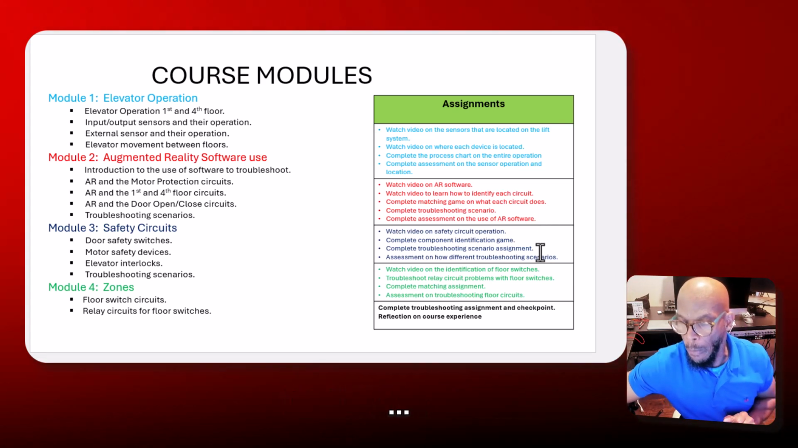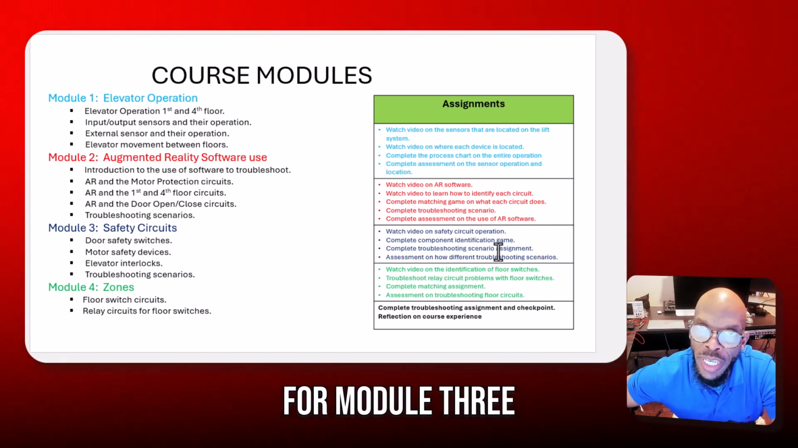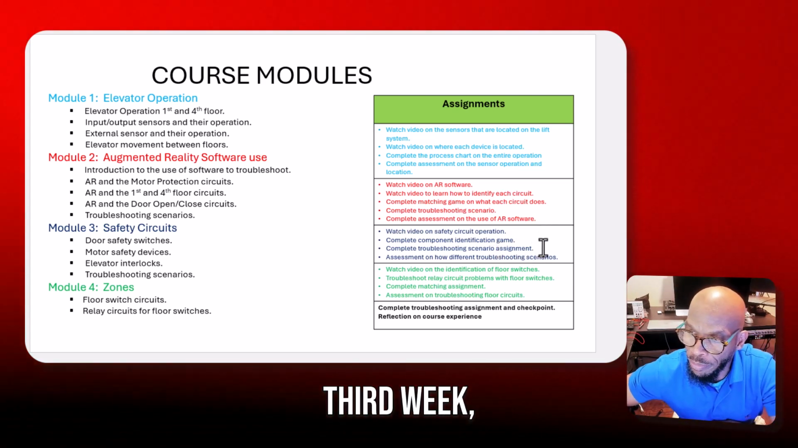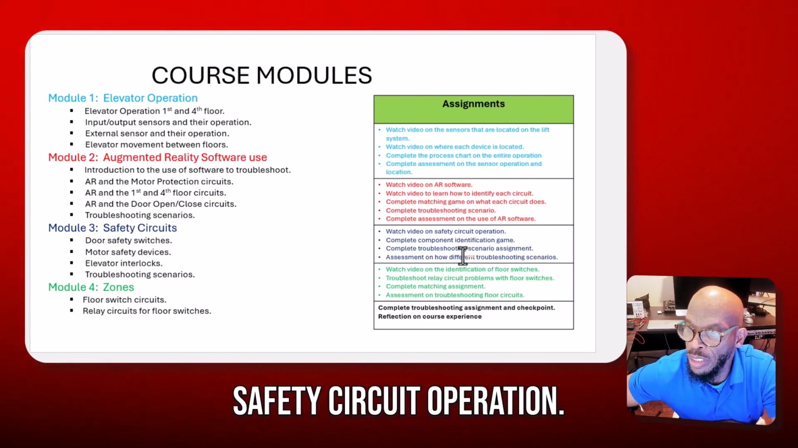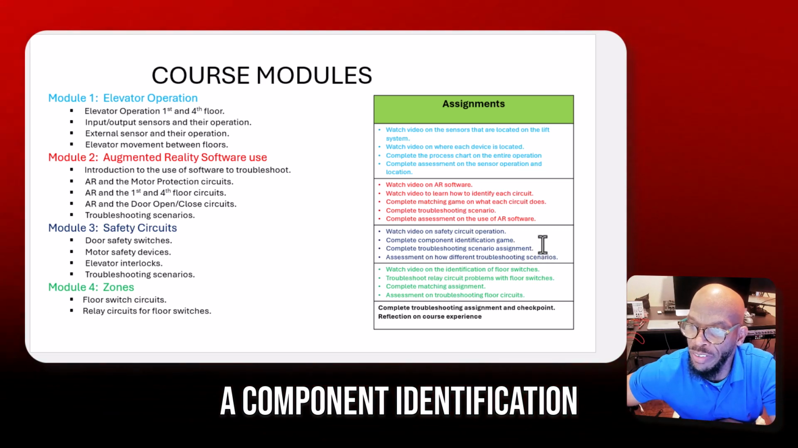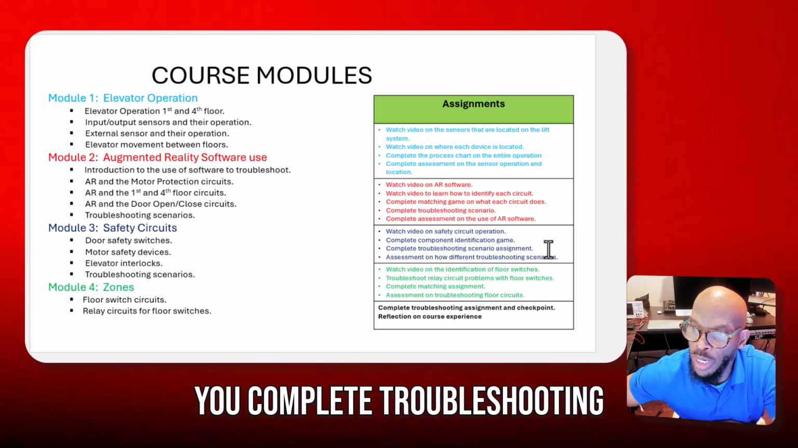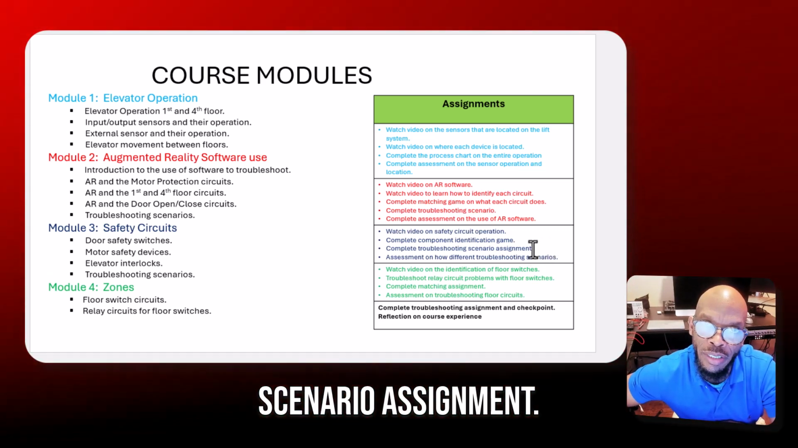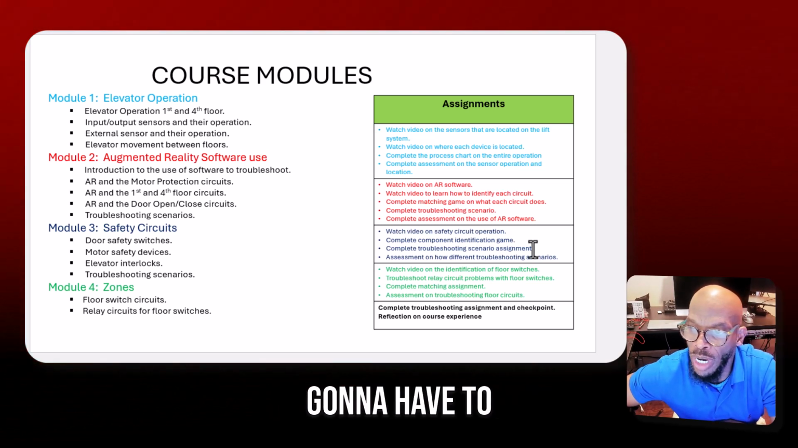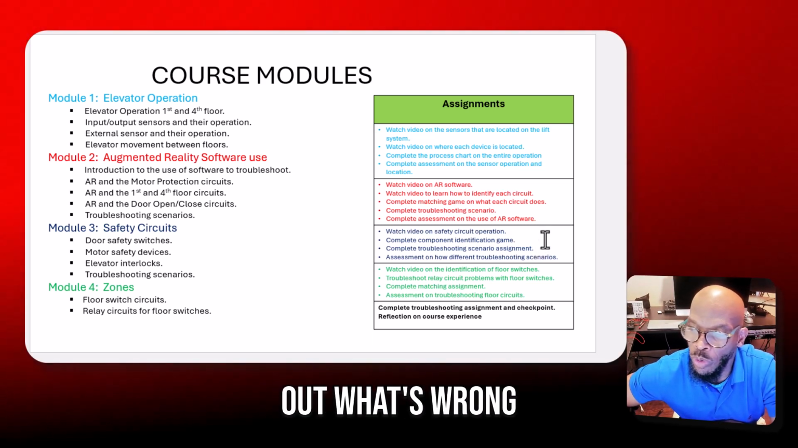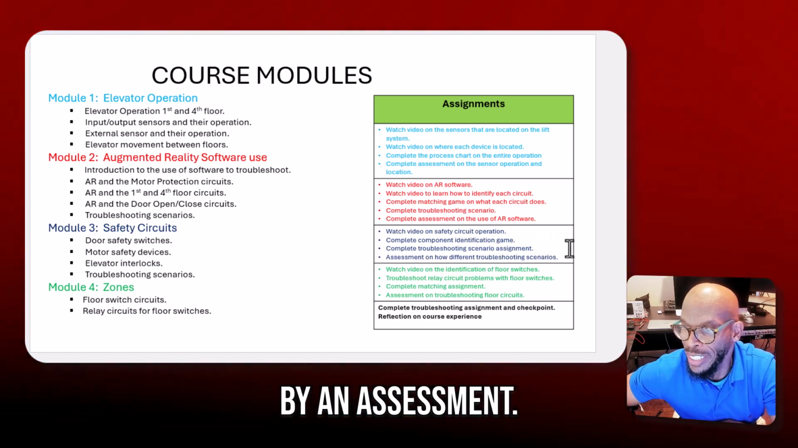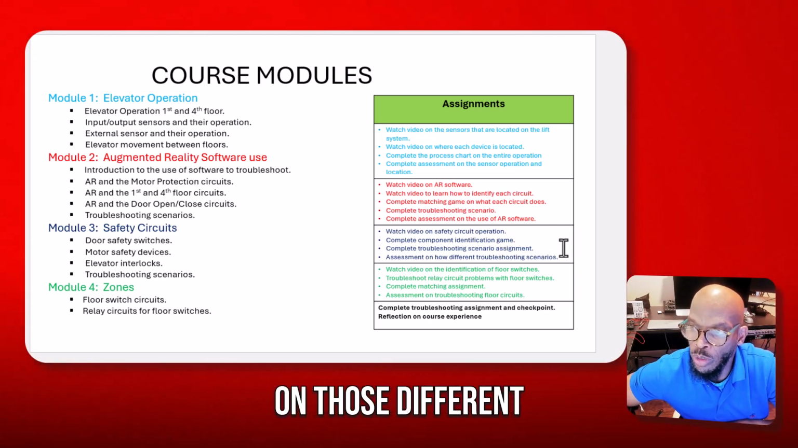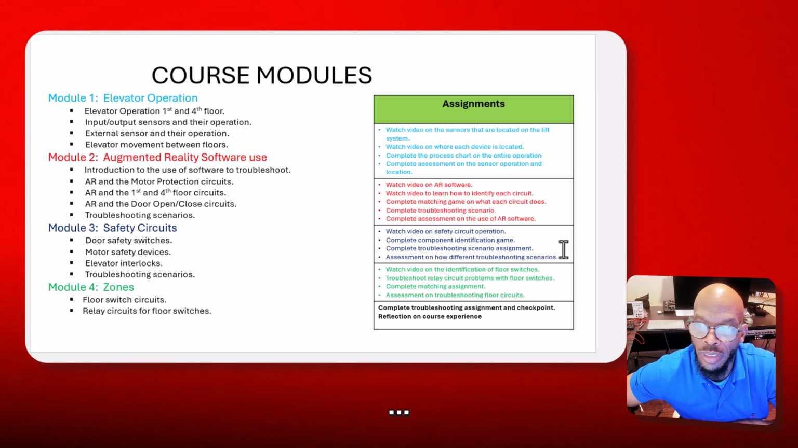reality software. For Module 3, which begins the third week, you're going to watch the video on safety circuit operation, complete a component identification game, and complete a troubleshooting scenario assignment, where you're going to have some different things that you're going to have to figure out: what's wrong and how you can fix it. Then they're going to be followed by an assessment on those different troubleshooting scenarios.